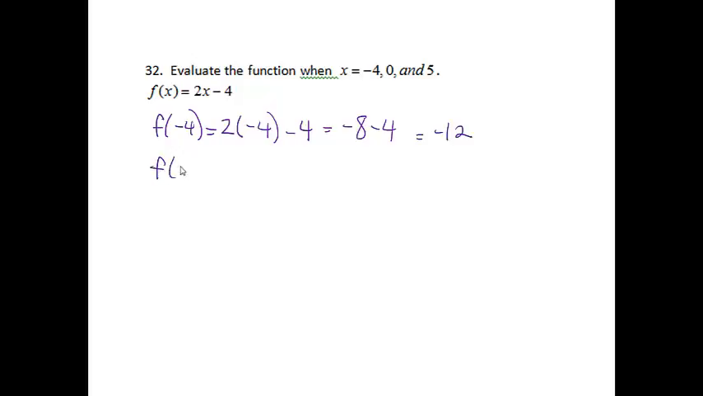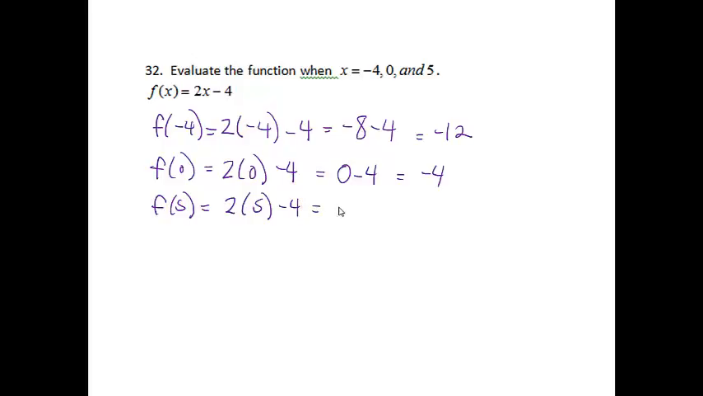Okay, then we're going to find f of 0. So we'll plug 0 in for the x, so we'll get 2 times 0 minus 4. 2 times 0 is 0. 0 minus 4 is -4. And then we'll find f of 5. So if I plug 5 in where I see the x, we'll have 2 times 5 minus 4. 2 times 5 is 10. Minus 4 is 6.